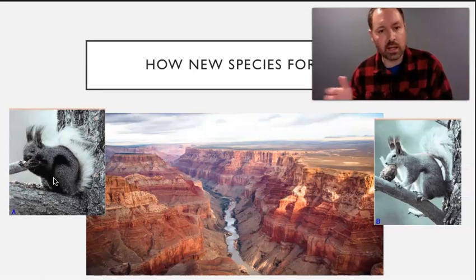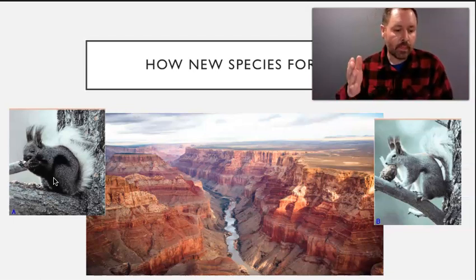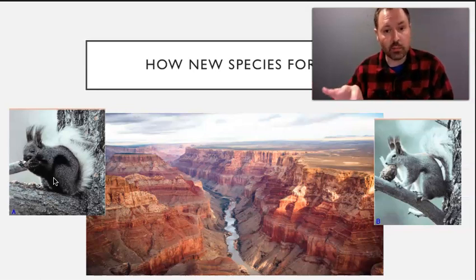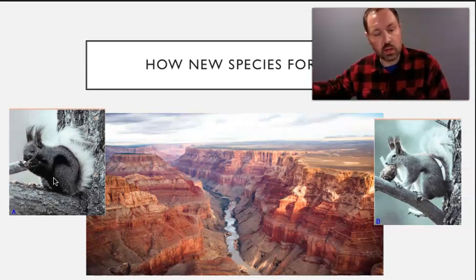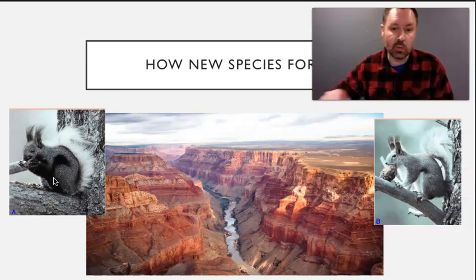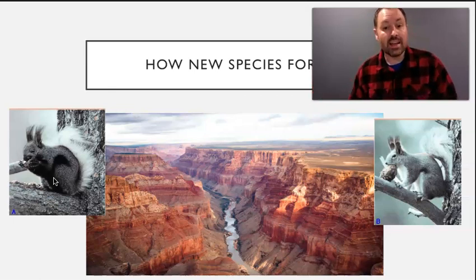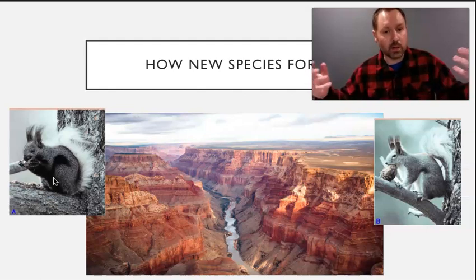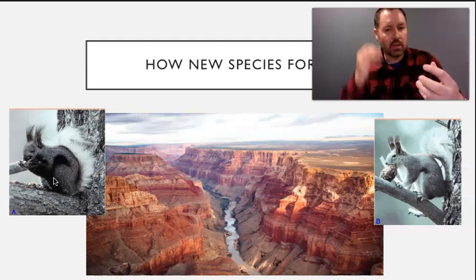And whenever the Grand Canyon got carved, these squirrel populations got separated. So you had one population of squirrel on the south rim of the Grand Canyon and one on the north rim of the Grand Canyon. And they can't reproduce with each other because they can't cross the Grand Canyon. So over time, due to environmental reasons, one of the squirrels got a little bit darker in color and one of the squirrels got a little bit lighter in color. And they continue to change ever so slightly because they are not reproducing and averaging out their genetics.